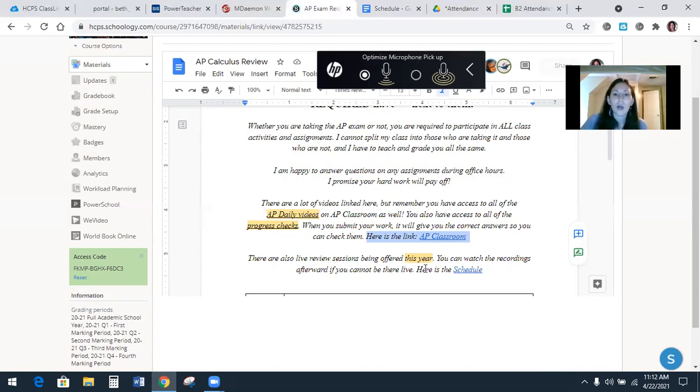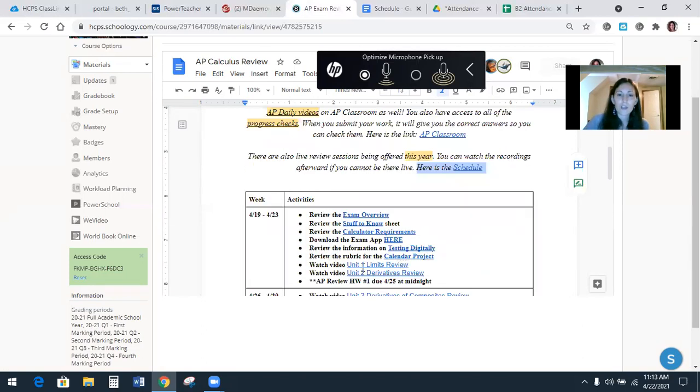Oh, I'm sorry, I highlighted the wrong thing. Here is the schedule for that. If you click this schedule, it'll tell you the dates for when they're going to do the new AP review videos for this year. And you can go on and watch those. If you can't make them live, they're still going to be on YouTube, and you can always watch them whenever you have time. All right, so these videos are all good.